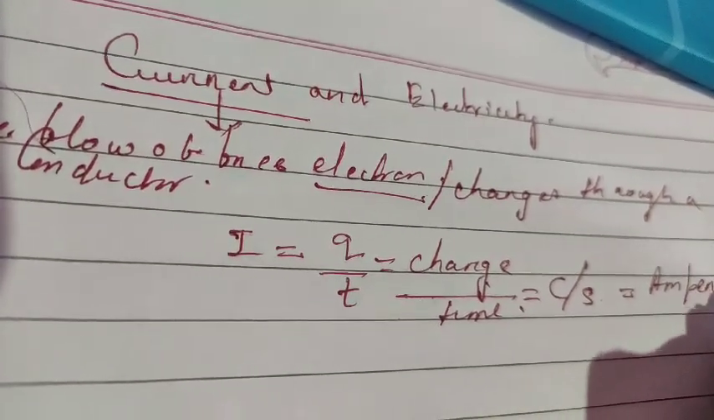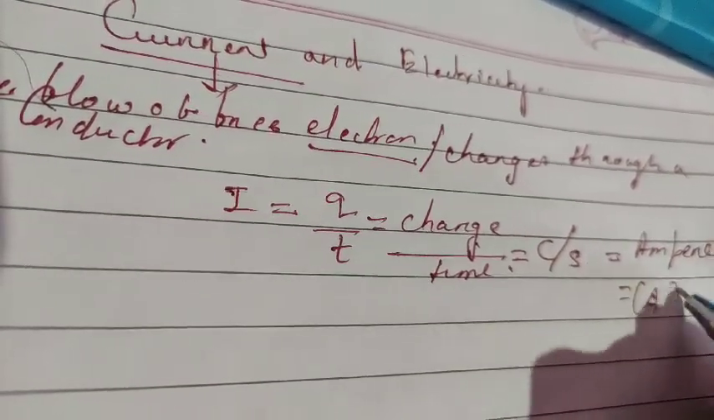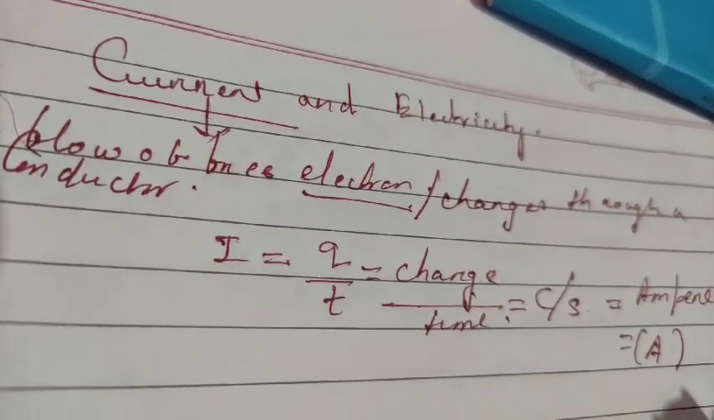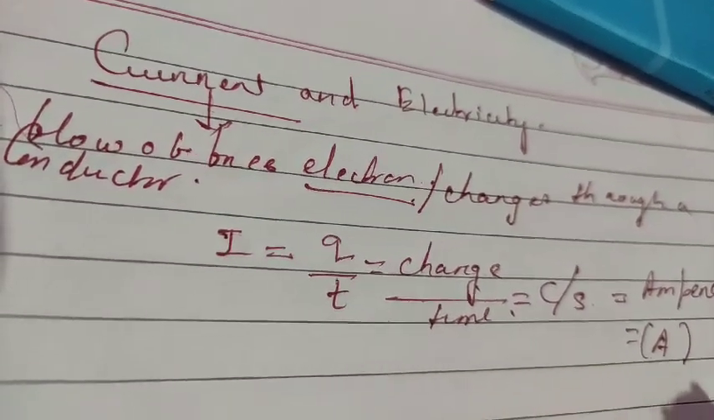Clear? So what is the SI unit of current? That is ampere and symbolized by capital A. Clear to you, students? So this you have to remember.